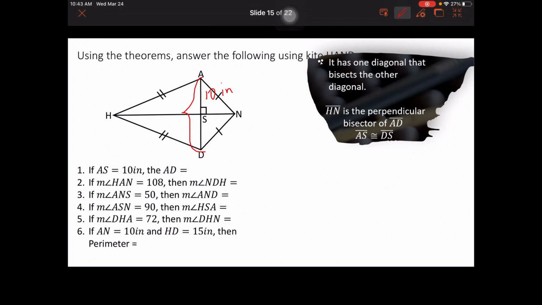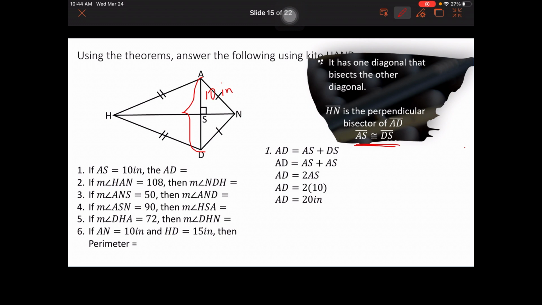Okay. Segment AS is congruent to segment DS, or the measure of AS is equal to the measure of DS. Kaya pwede kong sabihin that AD is equal to AS plus DS. Then, since AS is equal to DS, pwede ko din sabihin na AS plus AS. Then, AS plus AS is 2AS. Then, substitute po natin yung given value for segment AS, that is 10 inches. Then, the final answer is 20 inches.